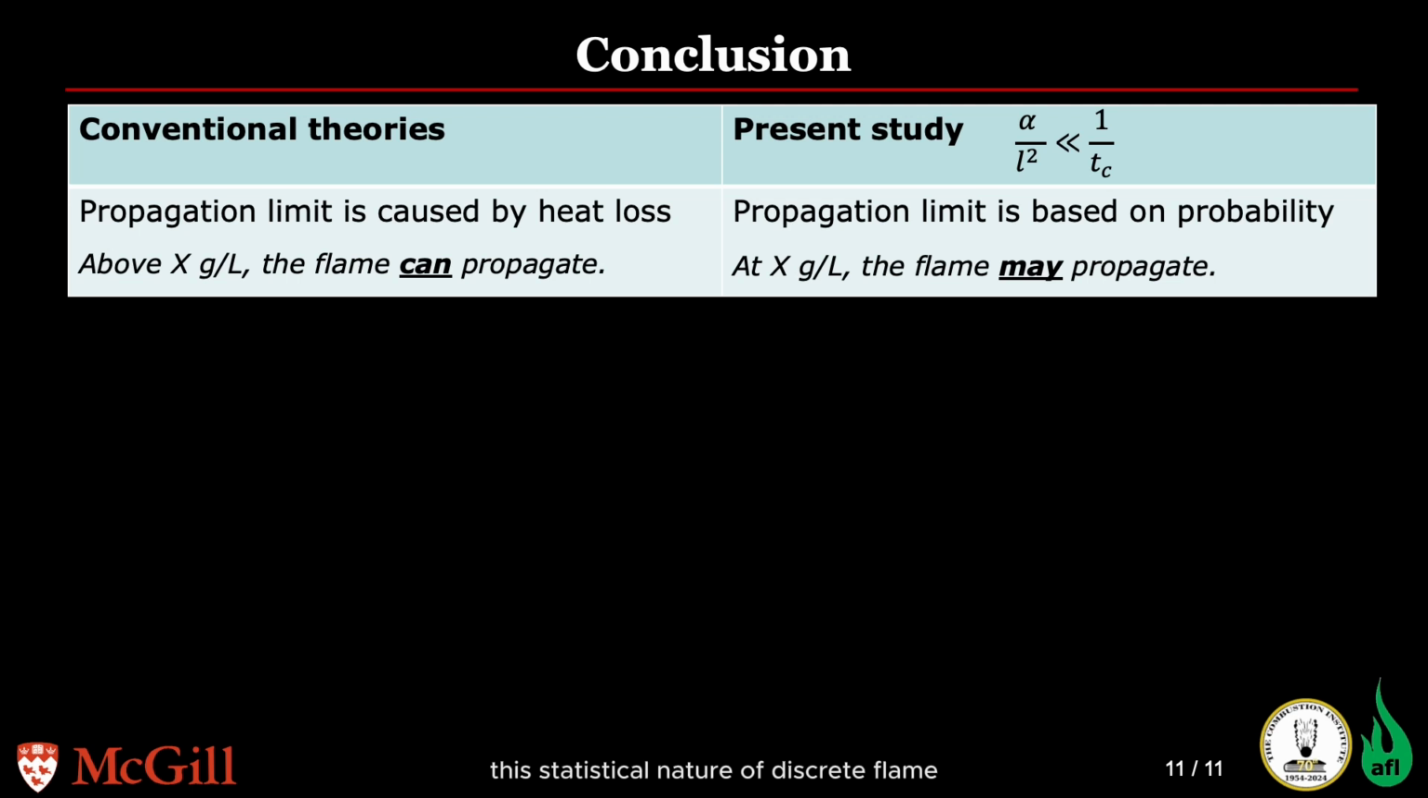This statistical nature of discrete flame is the key message of our presentation. We know that from the conventional theory, normally there's a single well-defined limit for the propagation, above which the flame can always propagate. But for the present study, we show that even at the same fuel concentration, sometimes the flame may propagate, sometimes the flame may not propagate, and they terminate at different propagation lengths.